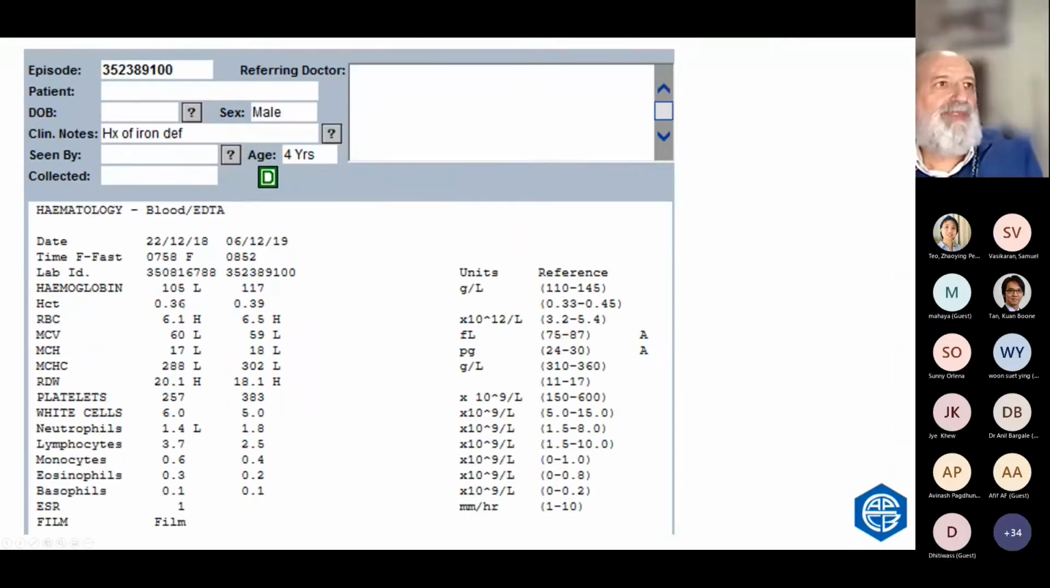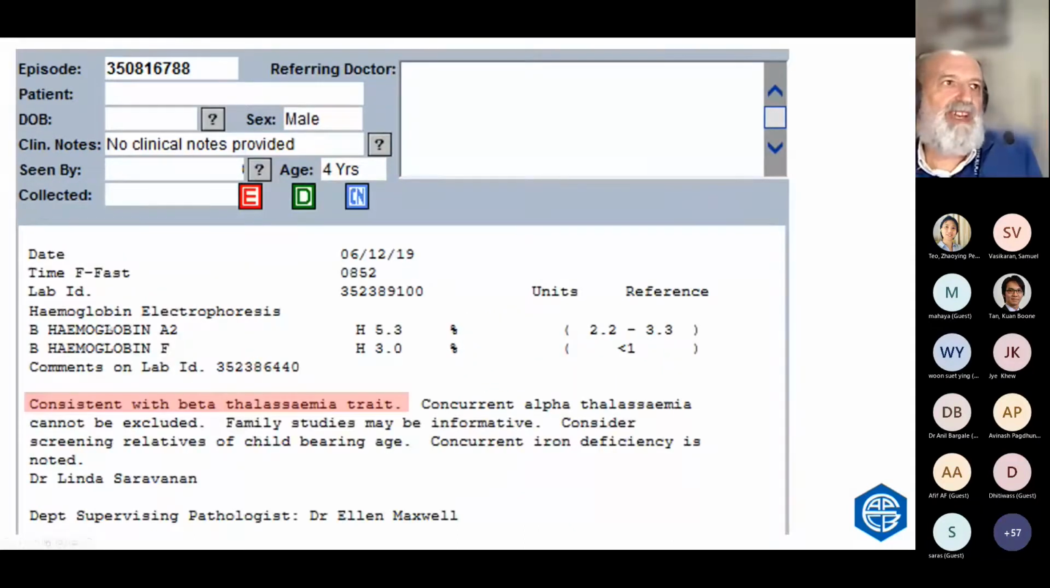But his full blood didn't change at all. He was still severely microcytic. His hemoglobin improved a little bit, but he was still severely microcytic. And that's why in that initial full blood it said, even though it's likely to be iron deficiency, you have to exclude thalassemia. And so this patient had a hemoglobin electrophoresis that year later, which found elevated levels of A2 and hemoglobin F and consistent with beta thalassemia trait.